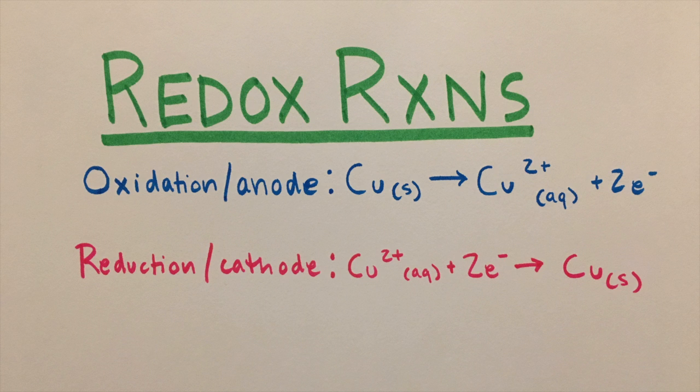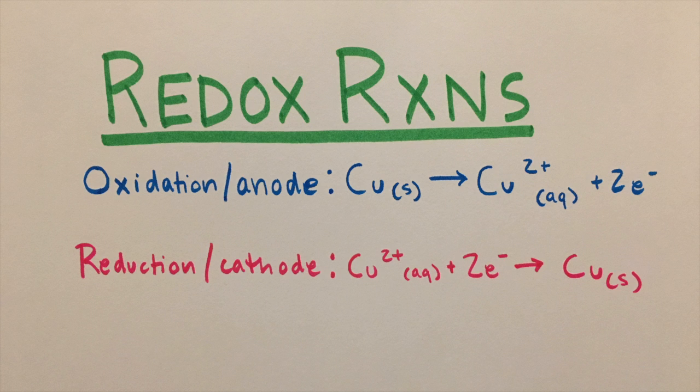In the oxidation half of the reaction, shown in blue, electrons are lost and the positive charge of this species is increased. In the reduction half of the reaction, shown in pink, electrons are gained and the positive charge of this species is reduced. In my reaction, my oxidation reaction was copper solid reacts to make copper plus 2 aqueous plus 2 electrons. My reduction reaction was copper plus 2 aqueous plus 2 electrons reacts to make copper solid.